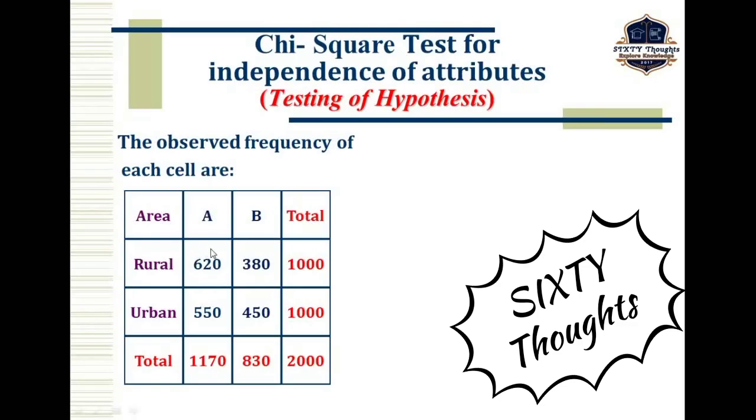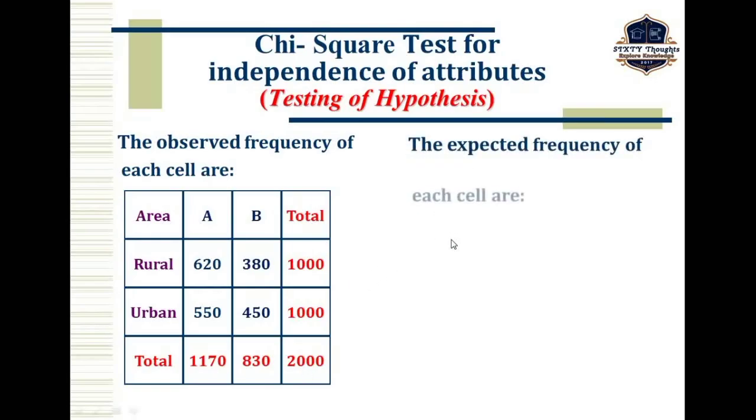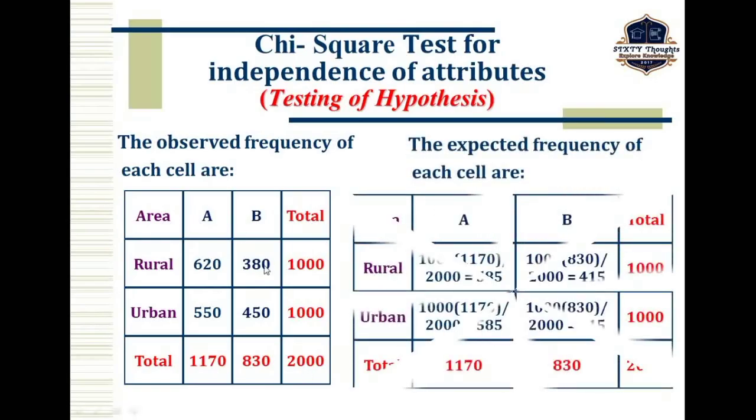So if I want to find this particular cell, we multiply the corresponding row total and column total, divided by the grand total, and you get this term's answer. Similarly, if I want to find this one, multiply row total and column total by grand total. Okay, let us see the observed frequency of each cell; it is the same data we considered.